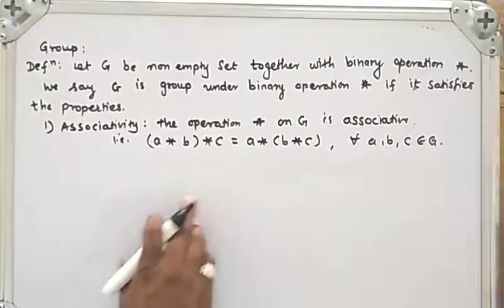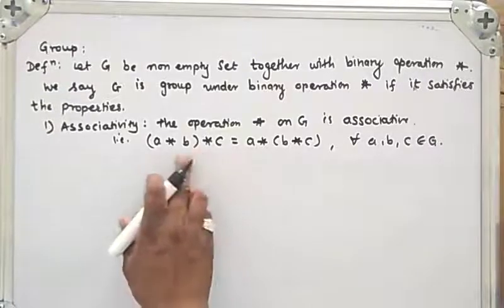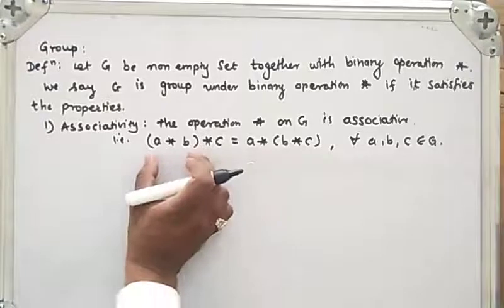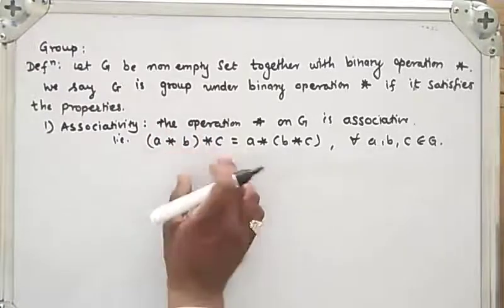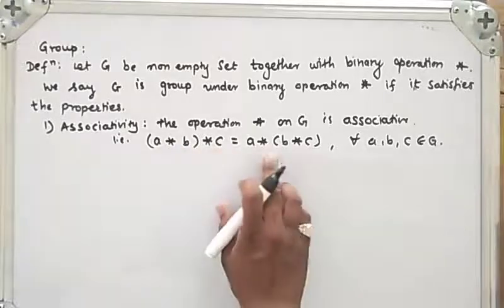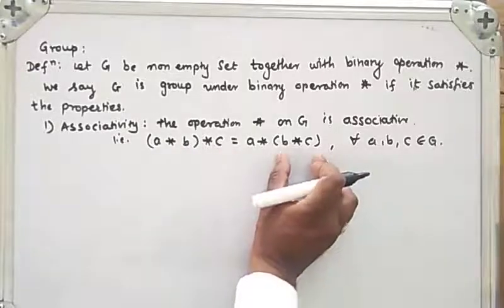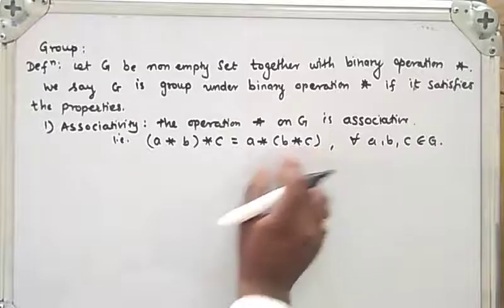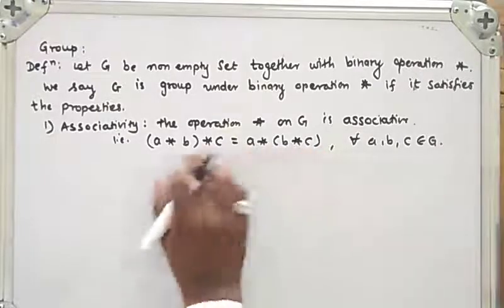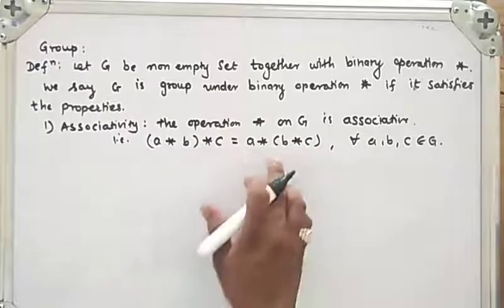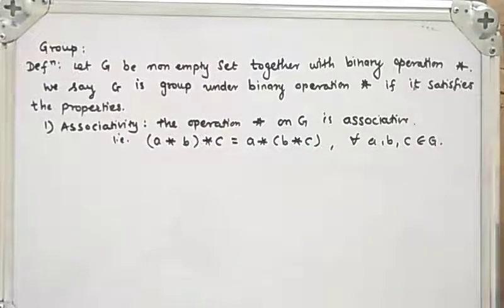Means we take three elements, first operate A and B, means first solve this bracket, and after solving this bracket we will get another value which operates with C, and which is the same as A star something. First solve this bracket and after solving this we apply this with A star the value of this, and if these two values, means LHS and RHS, are the same, then we say that the operation star on G is associative.